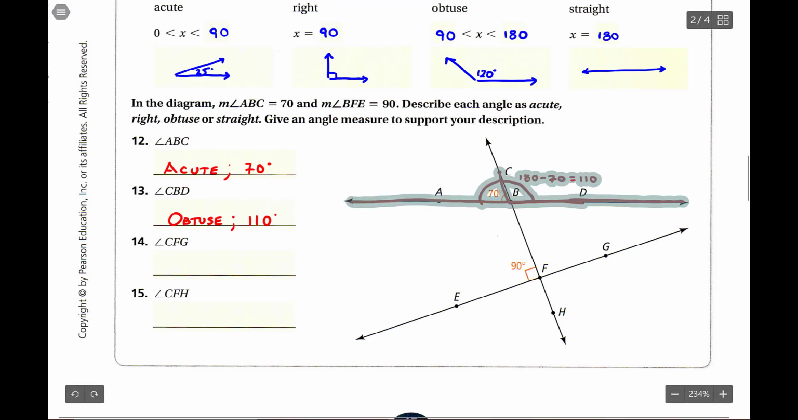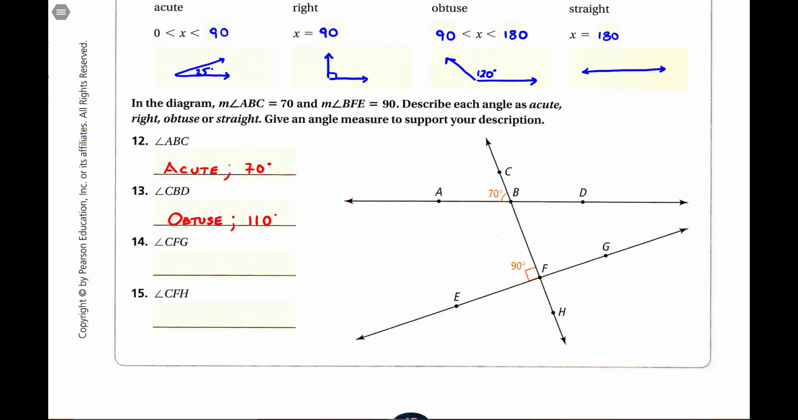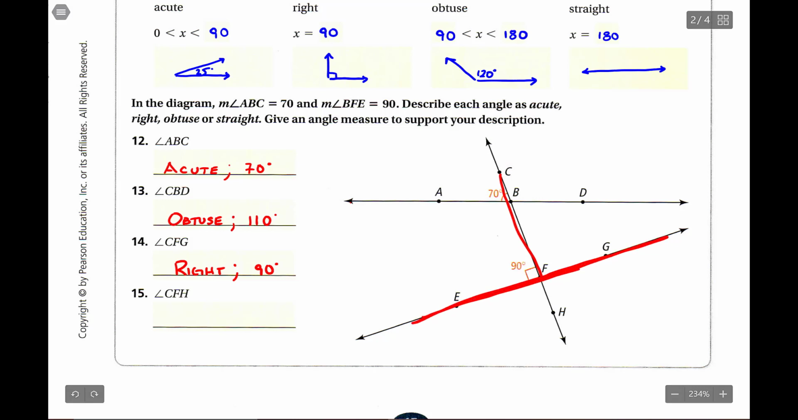Our next angle that we want to look at is angle CFG. We have CFG. That one is going to be a right angle. So it is 90 degrees, and we know that again because this line itself is 180 degrees. This angle is 90. This angle has to be 180 minus 90. So that makes it 90 degrees. And our last angle is CFH, and that's going to be a straight angle, 180 degrees because it's a straight line.